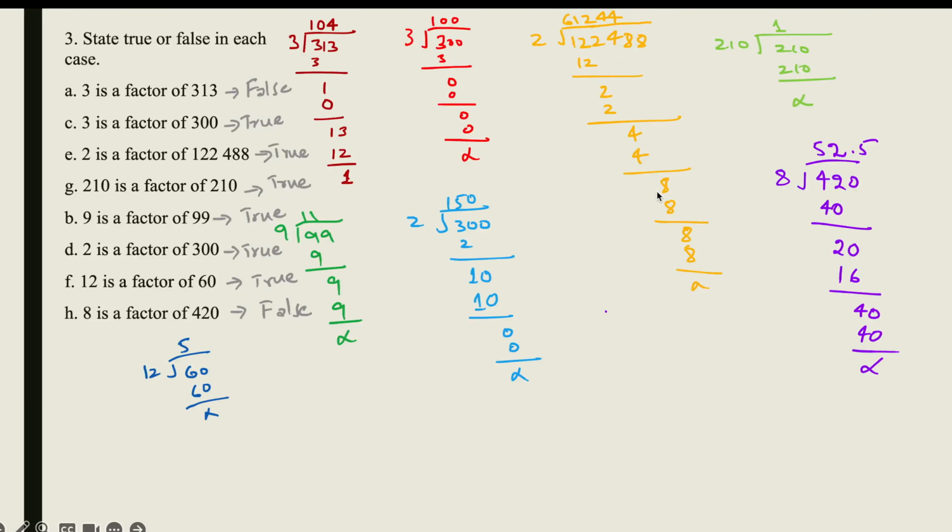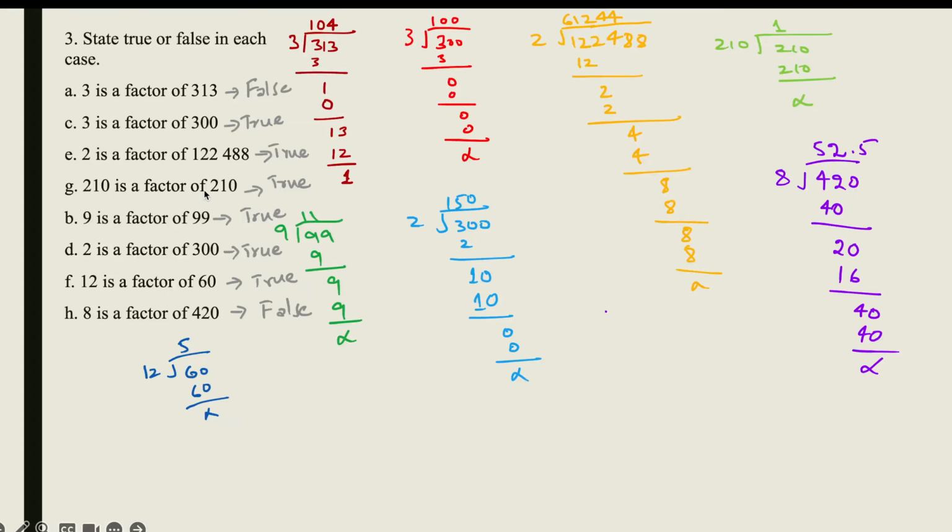Then we bring the 8 in here. 2 into 4 is equal to 8. 8 minus 8 is equal to 0. And then we bring down this last 8 in here. 2 into 4 is equal to 8. 8 minus 8 is equal to 0. So no remainder. It means that 2 is a factor of this number, 12488.